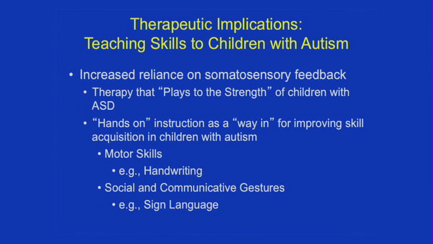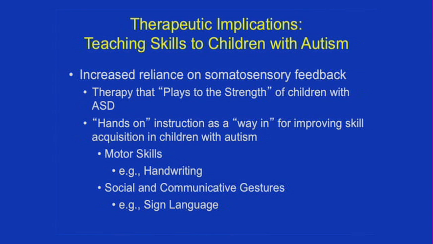The last thing I want to touch on, so just give me 5 minutes here, is therapeutic implications. We have this bias towards proprioception, this discounting of visual input. What does that say about how we should teach children with autism skills? One possibility is that we play to the strength. We say, oh, they're really good at relying on proprioception. Let's get them to rely more on proprioception.